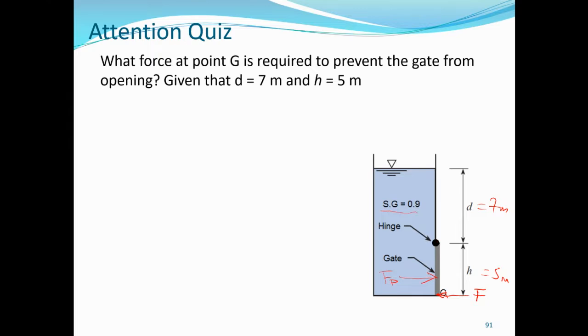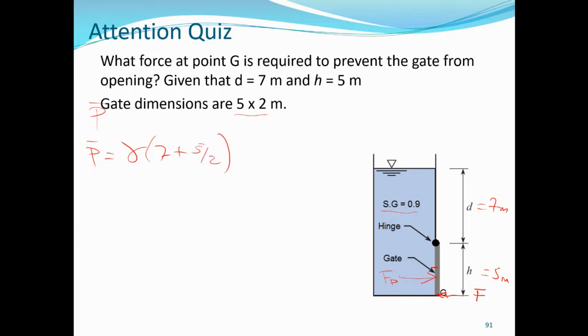It's similar to the example I solved, except that this one is not inclined. So all you need to do is find the pressure acting at the centroid. Here the gate dimensions are 5 by 2. P bar, which is gamma times h, is going to be 7 plus the height from the top of the liquid to the centroid, which is 5/2.